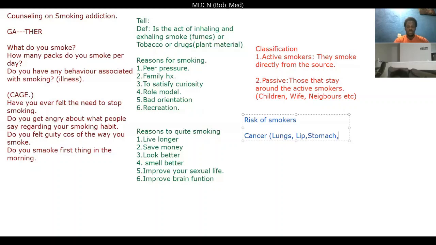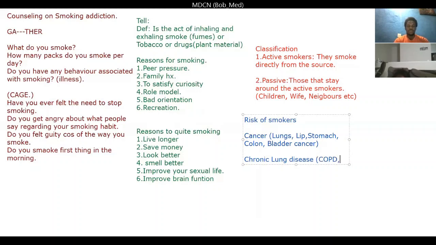stomach cancer, colon cancer, even bladder cancer, etc. So they are at risk of all these things. You have to explain to the patient they are at risk of all this. Apart from that, chronic lung disease, things like your what?